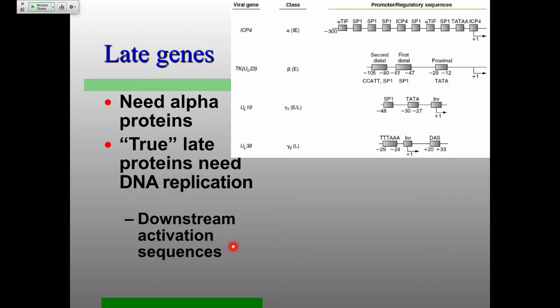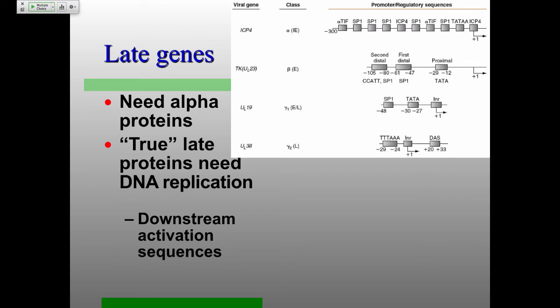And these are also the ones like down here, UL38, again, the name is not critical, that have these downstream activation sequences. And basically completely independent of the cellular machinery, at least as far as the transcriptional regulation is concerned. Still using, however, the cellular DNA-dependent RNA polymerase here. So it's all RNA polymerase 2, and that you can tell because of the TATA boxes, which are here present in the promoters.